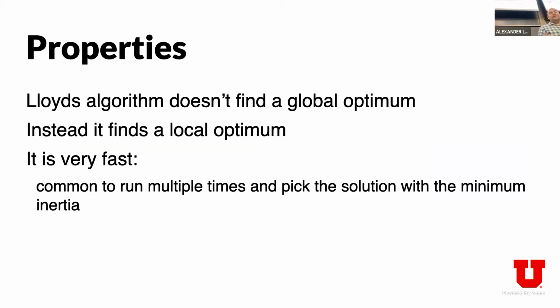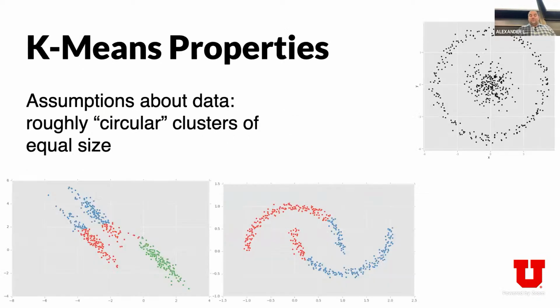So in terms of properties, Lloyd's algorithm, as we saw, doesn't find a global optimum. It finds a local optimum, but it is very fast. And hence, even if you know your k, it's still super common to just run it with different initializations and then pick the one with the lowest intercluster distance, right? So super common, you have multiple iterations and you pick one of them with K-means.